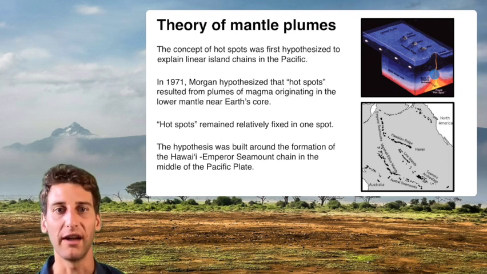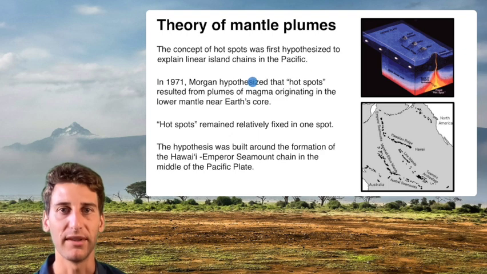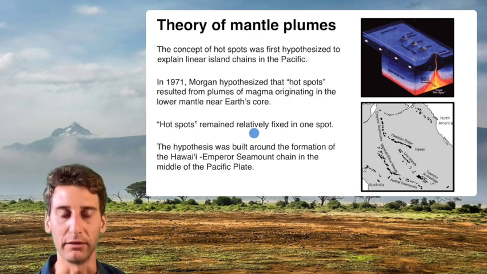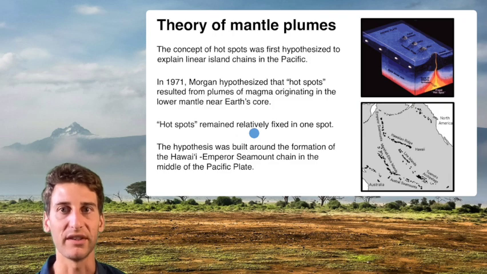The old islands are cut off from this magma supply. This hotspot hypothesis was proposed by Morgan in 1971. The idea is that hotspots are relatively fixed in place on our surface, and it's the moving plates that create these big island chains.